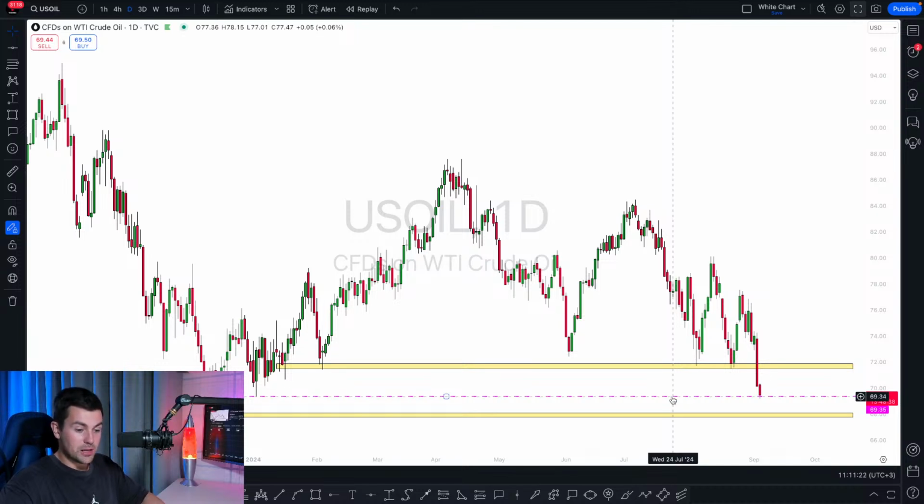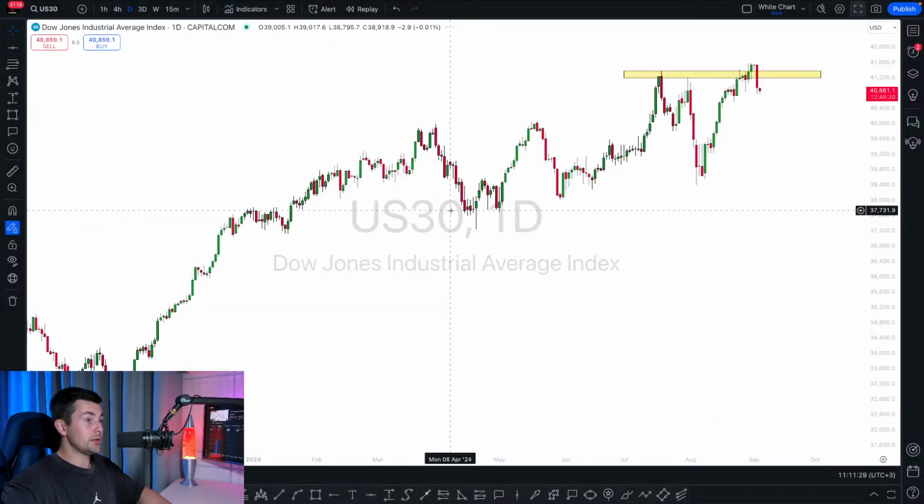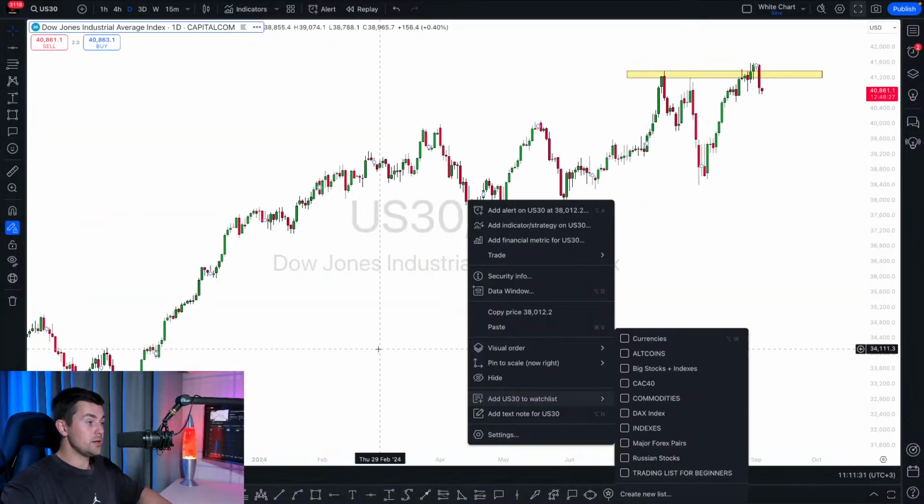Now, US30. Yes, I forgot about US30. Let's check US30 now, and I will show you a potential pullback trade on the index.